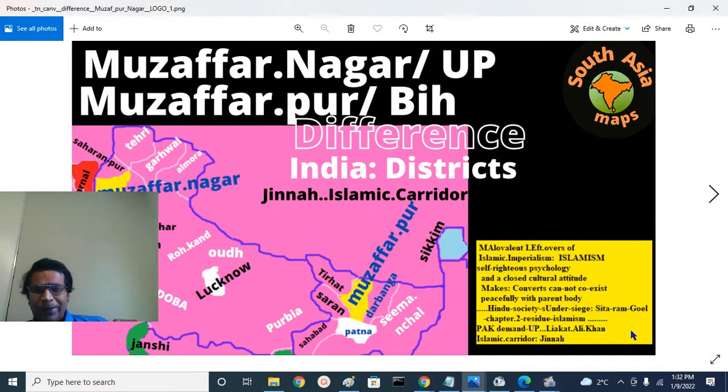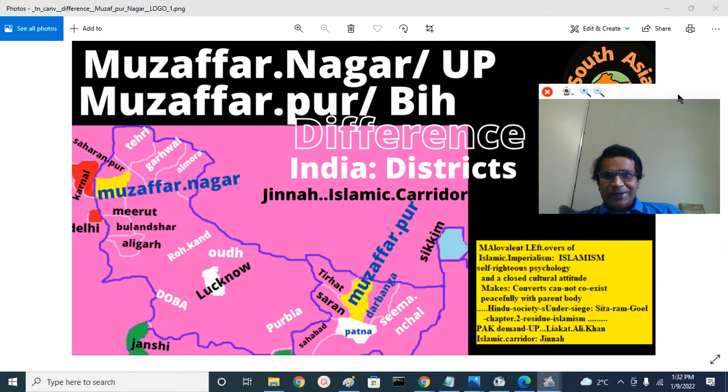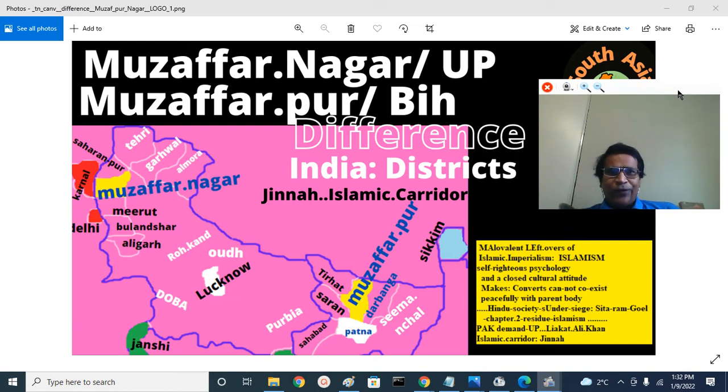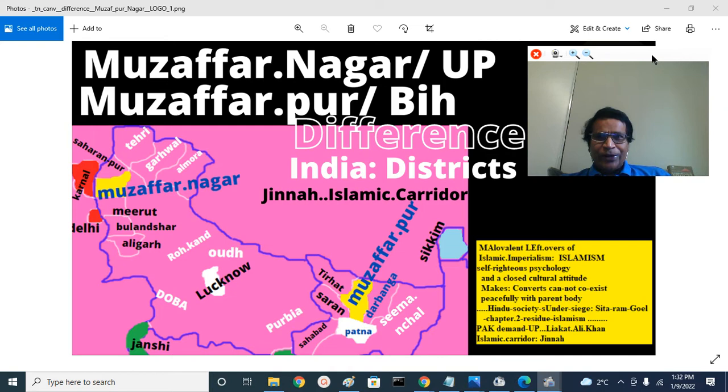Today's topic of discussion is the similar sounding districts, Muzaffarnagar in Uttar Pradesh and Muzaffarpur district in Bihar.